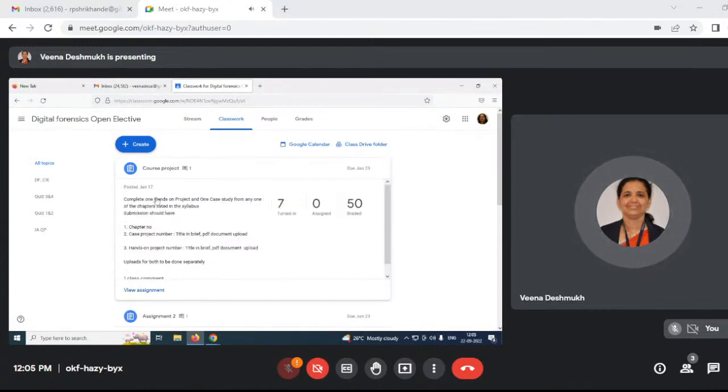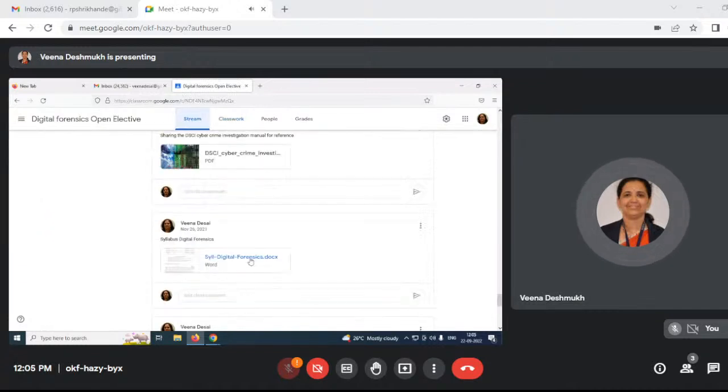Then there are very interesting course projects which we do. In the textbook there are a lot of assignments given in the book itself. So some of those will be assigned to groups. Of course, all course projects will be done in groups, and they need to upload the analysis of that in the classroom. Okay, so this is about digital forensics.